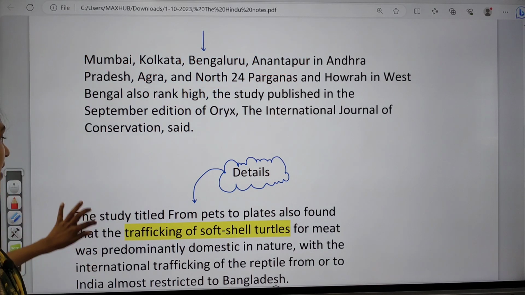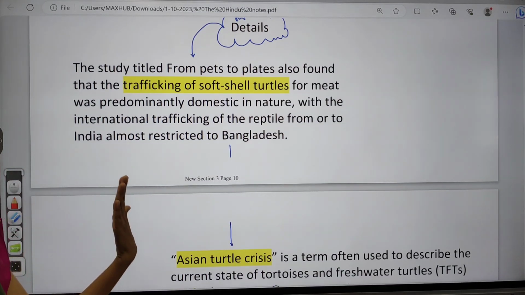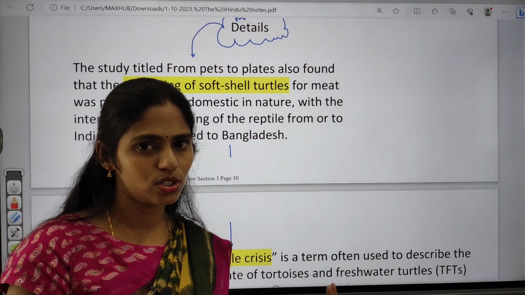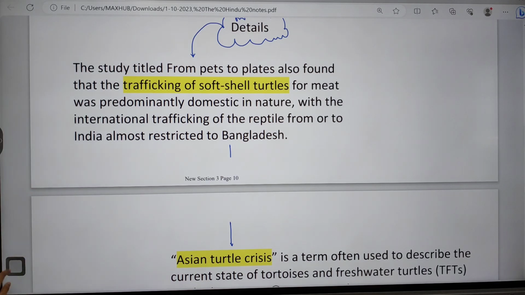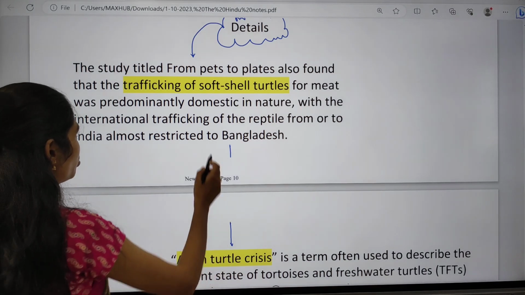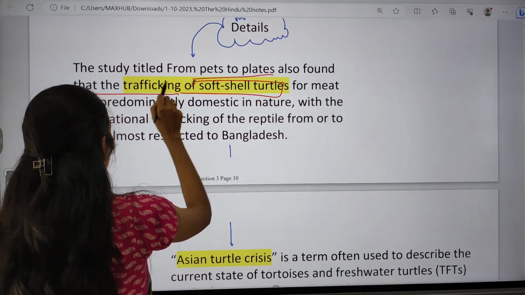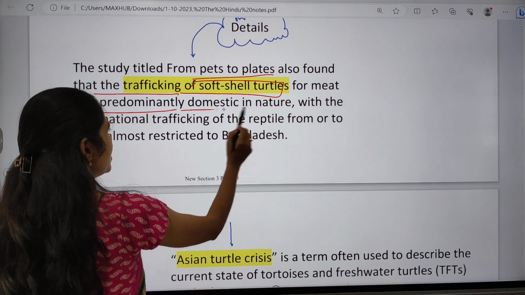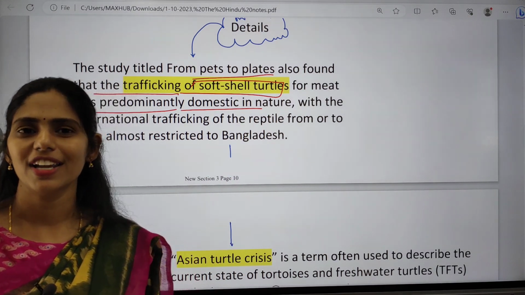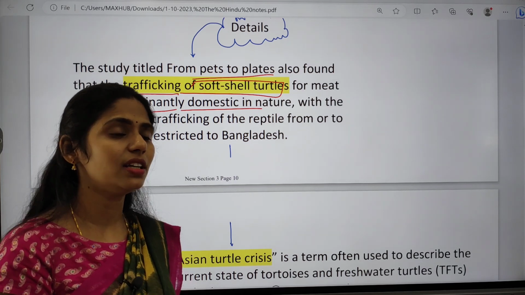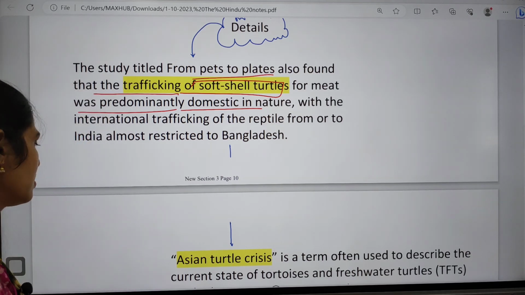The study is titled Pets to Plates. Normally tortoises are used as pets in homes, but now they are going to the plates. The study also found that the trafficking of soft shell turtles for meat was predominantly domestic in nature. So there is increased demand for tortoise meat, and because of this trafficking is happening, especially because of the increased demand for the meat of soft shell turtles.